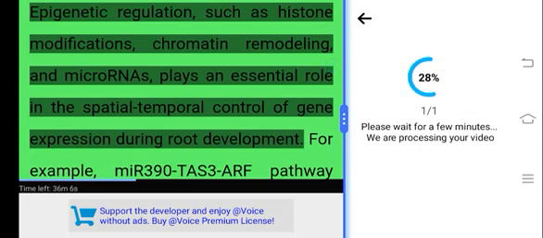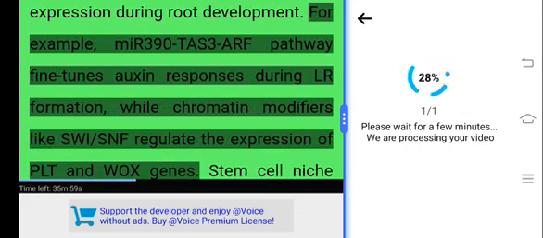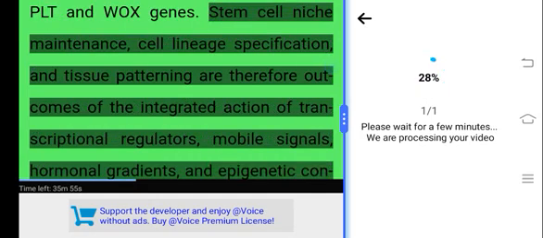Epigenetic regulation, such as histone modifications, chromatin remodeling, and microRNAs, plays an essential role in the spatiotemporal control of gene expression during root development. For example, the MIR390-TAS3-ARF pathway fine-tunes auxin responses during LR formation, while chromatin modifiers like SWI/SNF regulate the expression of PLT and WOX genes. Stem cell niche maintenance, cell lineage specification, and tissue patterning are therefore outcomes of the integrated action of transcriptional regulators, mobile signals, hormonal gradients, and epigenetic controls.